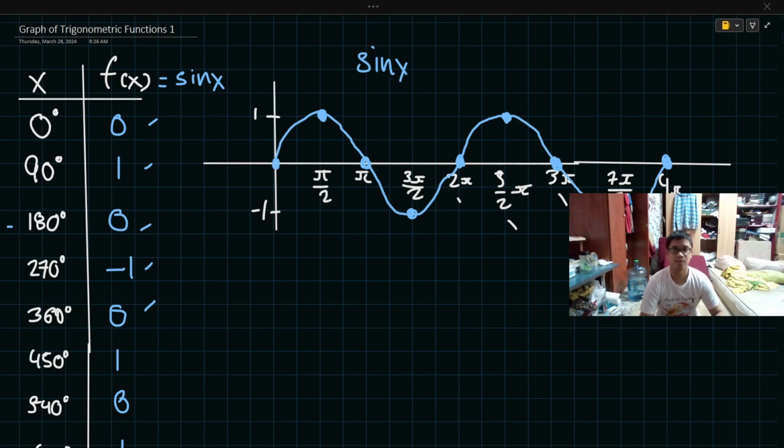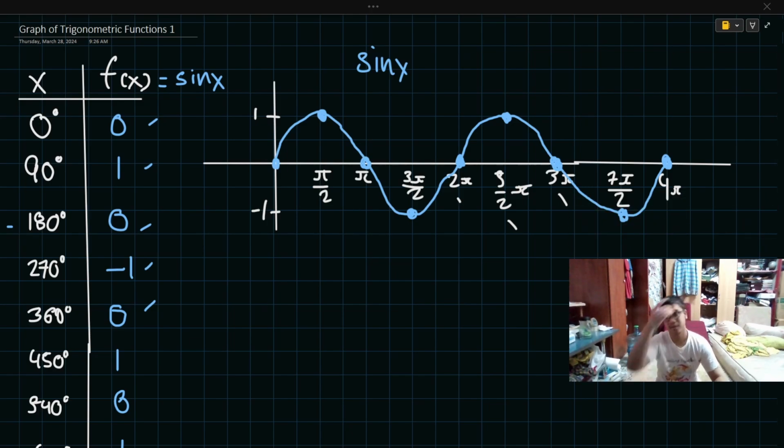Let me put down my camera. There we go. So this is actually an estimate graph of what sine looks like, you know. So that is what sine looks like, but how about cosine?